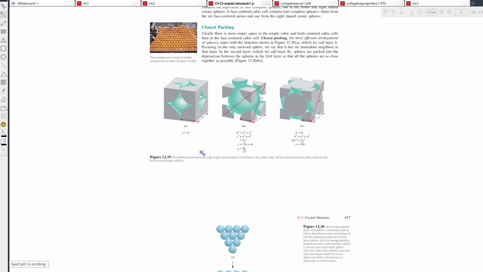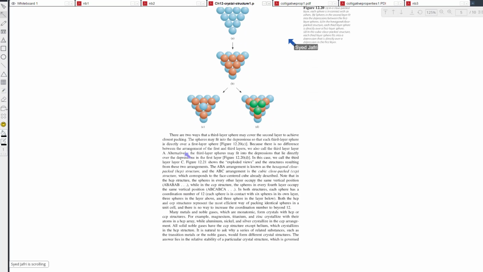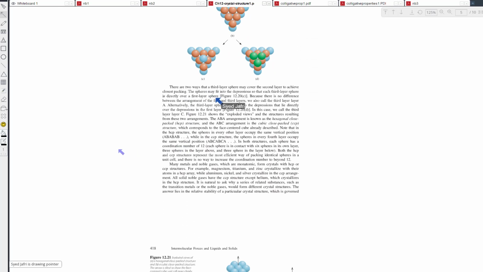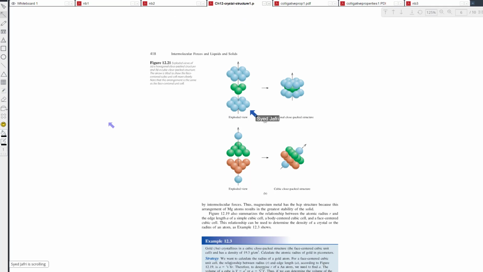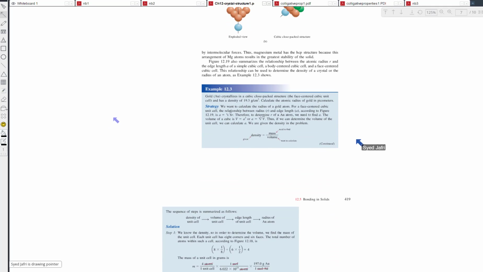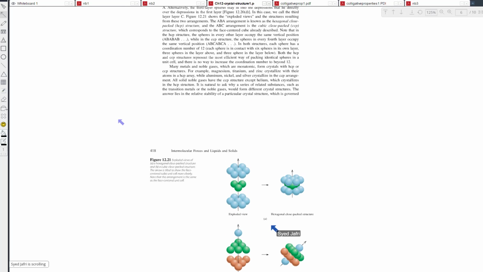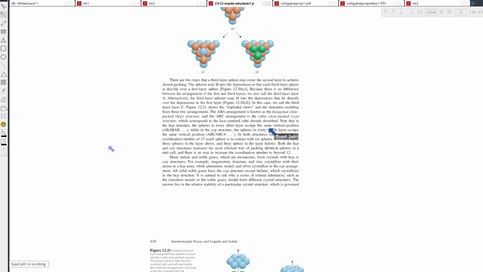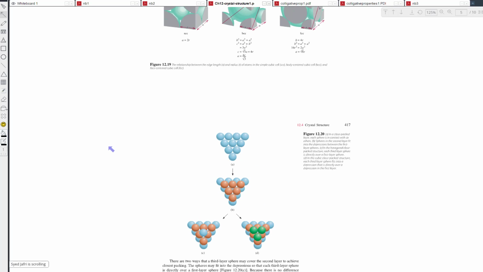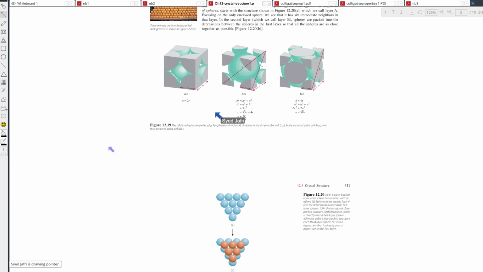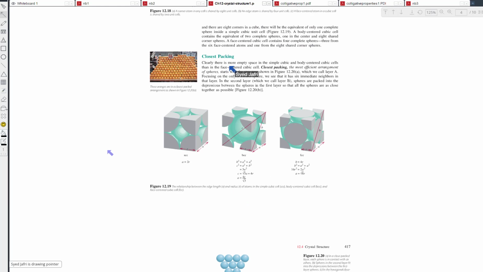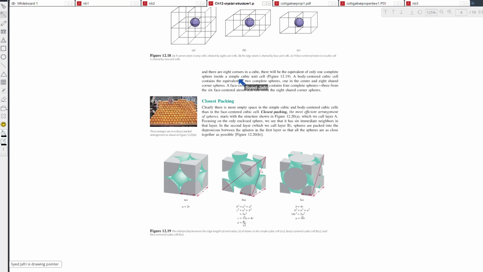So look here in this case. There are two ways. Now I will show you this one. Where is the close packing here? This is not the boundary. It's close packing. Like this, closest packing. Clearly there is more empty space in simple cubic.